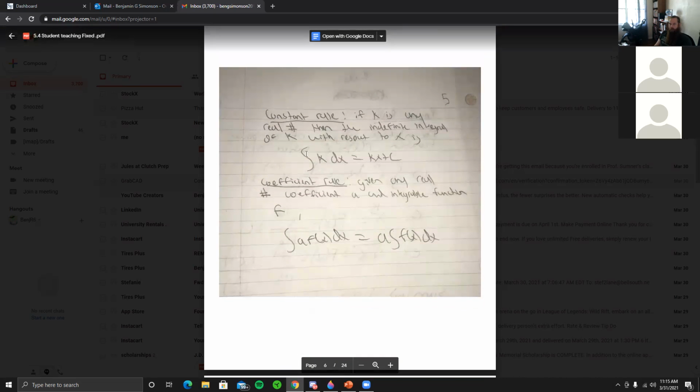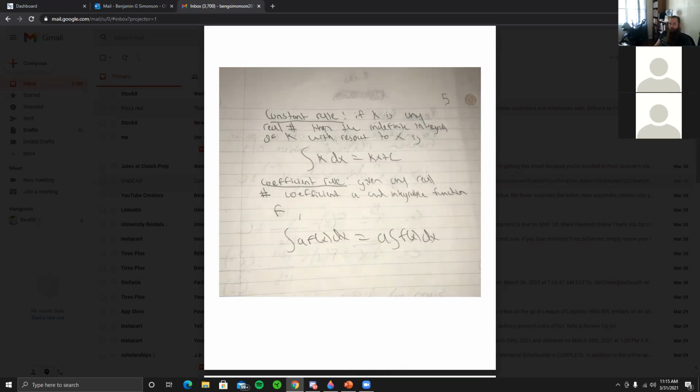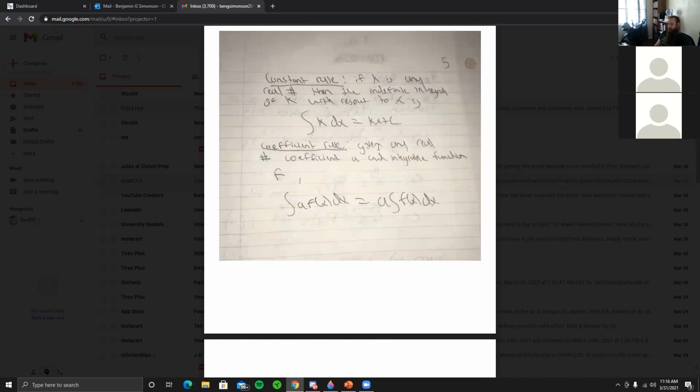So here are the two rules that we just used in those examples. The constant rule: if k is any real number, then the indefinite integral of k with respect to x, the integration of k dx, is equal to kx plus c. And the coefficient rule: given any real number coefficient a and integrable function f, the integration of a times f of x dx is just equal to a times the integration of f of x dx.